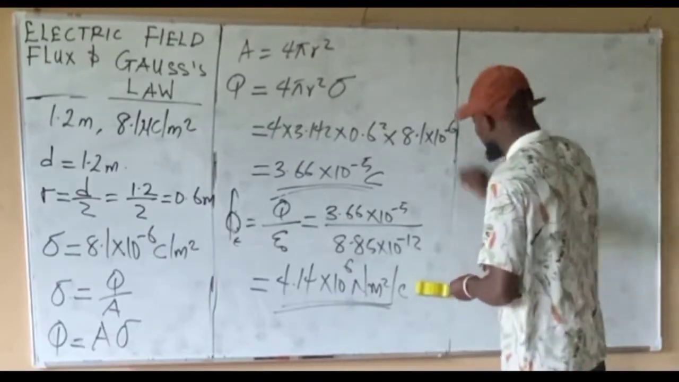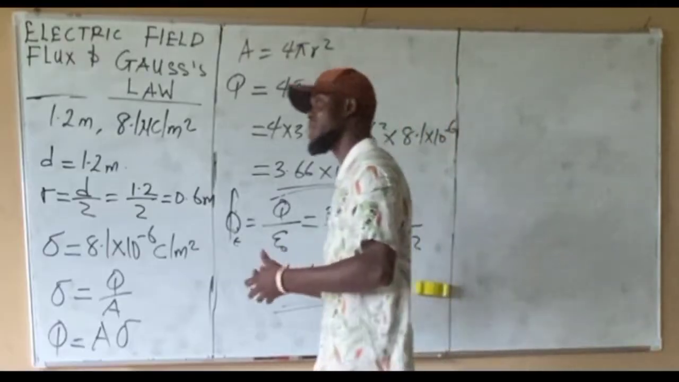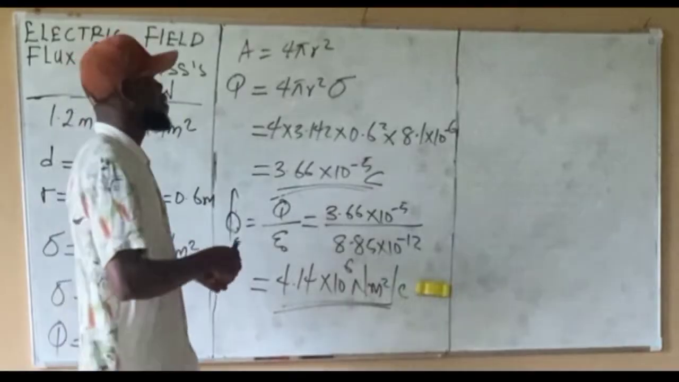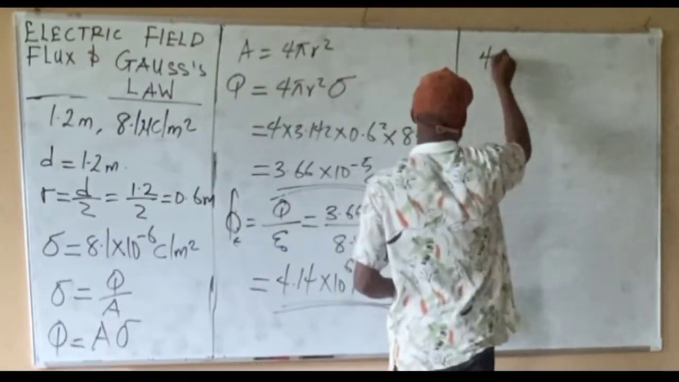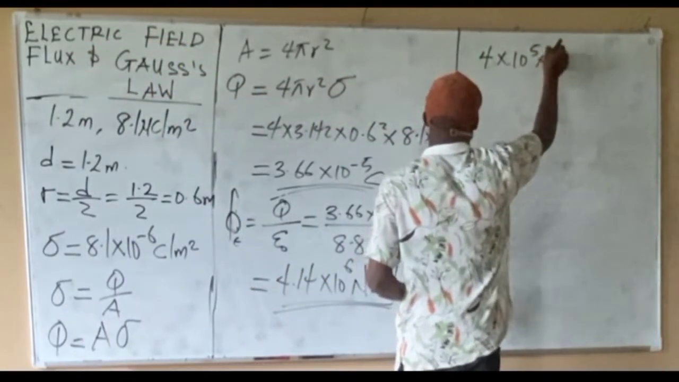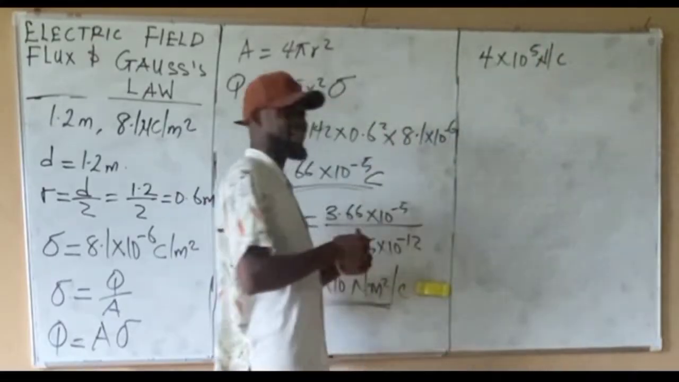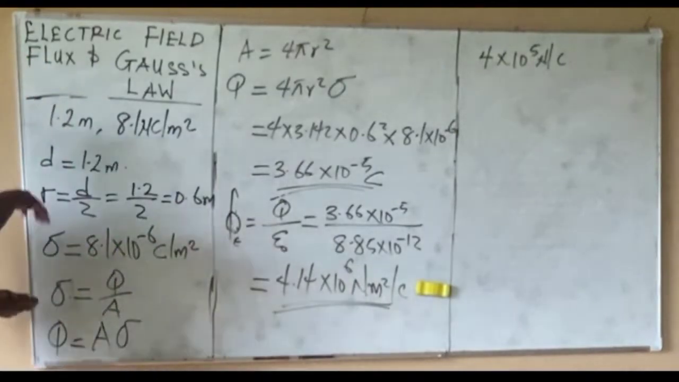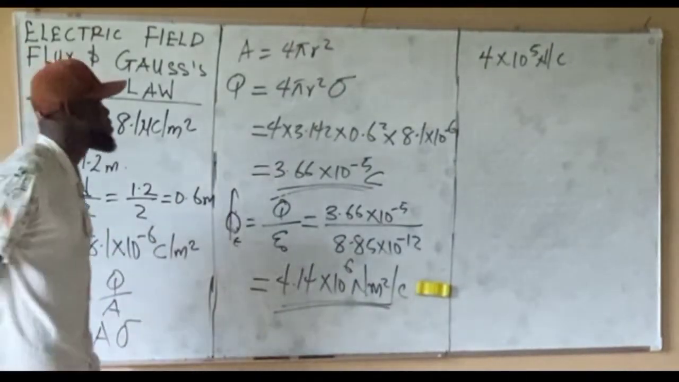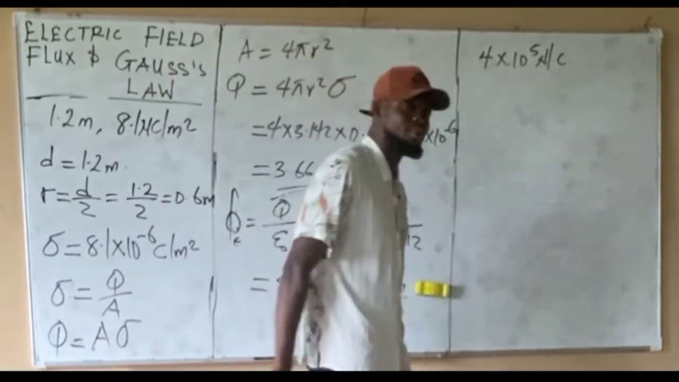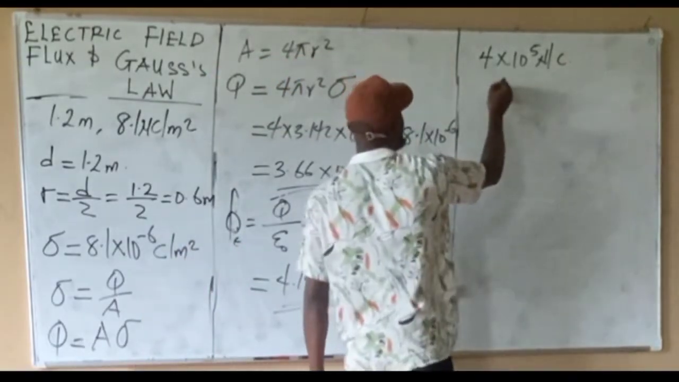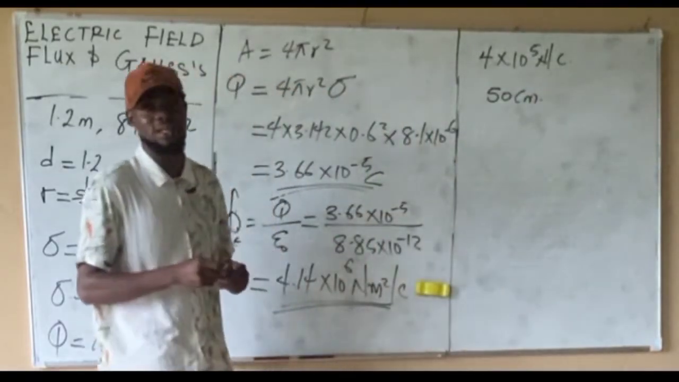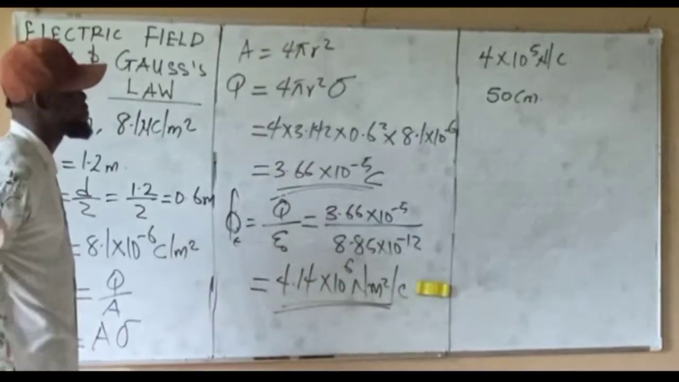Next question. An infinite line of charge produces a field of 4 times 10 raised to the power 5 Newton per coulomb at a distance of 50 centimeters.